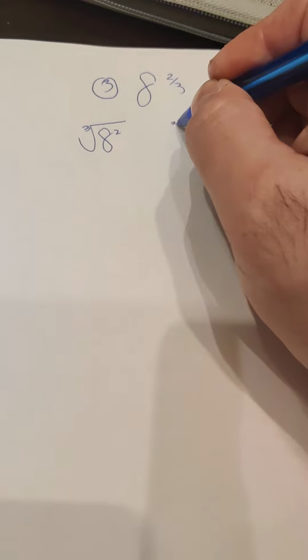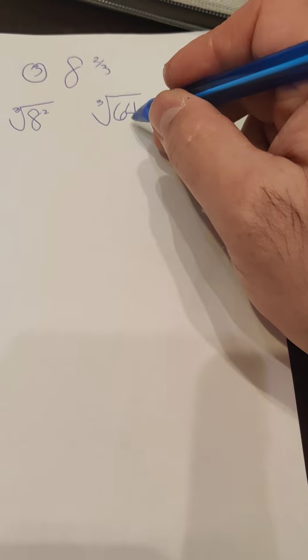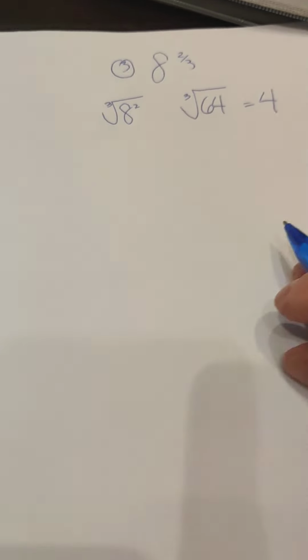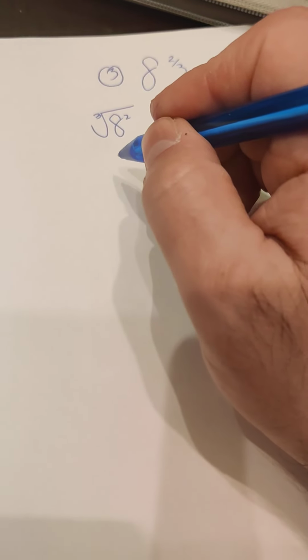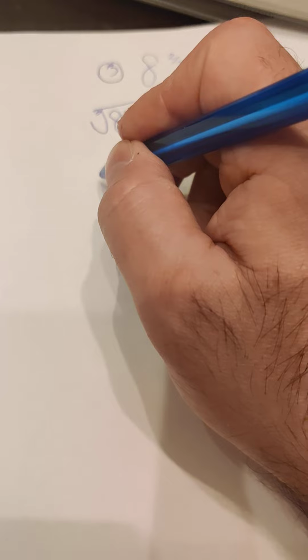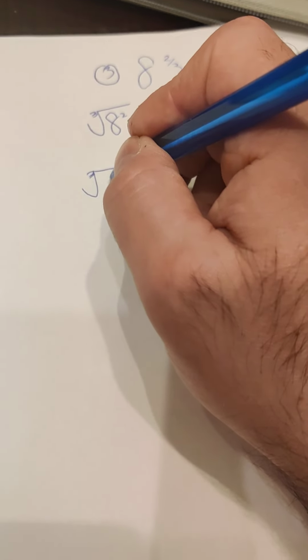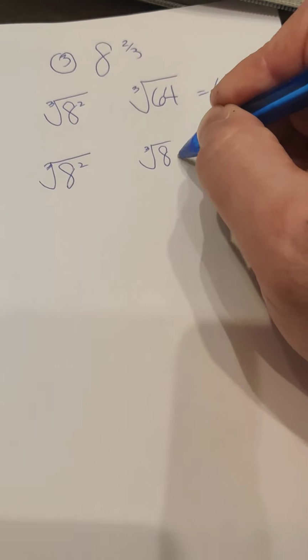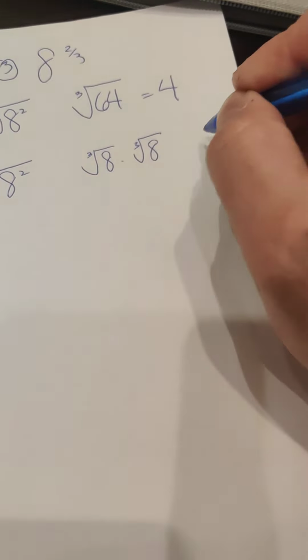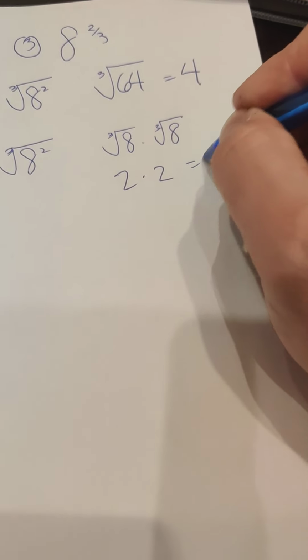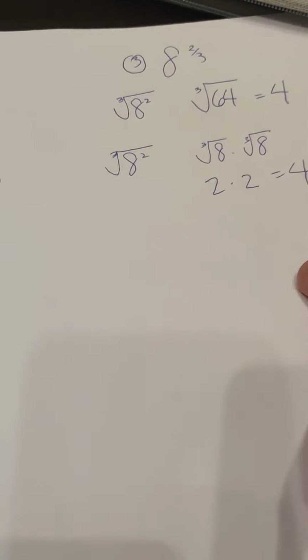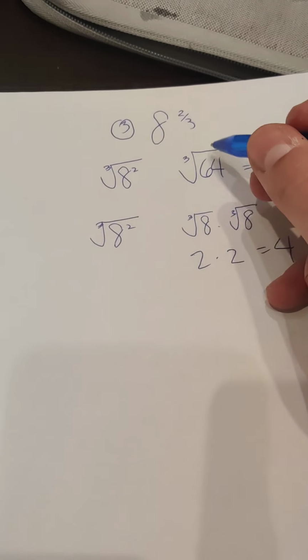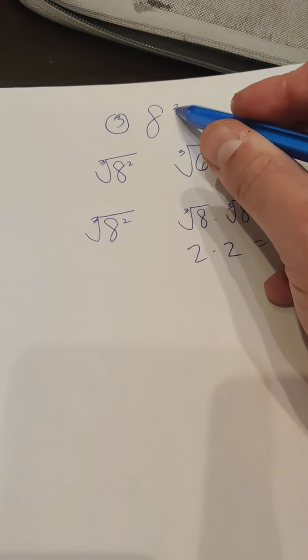Which is the third root of 64, which is the number that multiplies by itself 3 times to get to 64, which is 4. You could also go the third root of 8 squared, which is the third root of 8 times the third root of 8, which is 2 times 2, which is 4. So there's a lot of different ways to do these. But the important thing to get is that the bottom is digging in, the top is making it bigger.